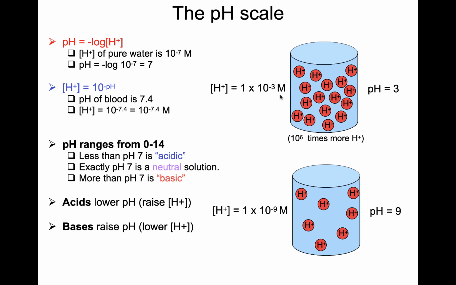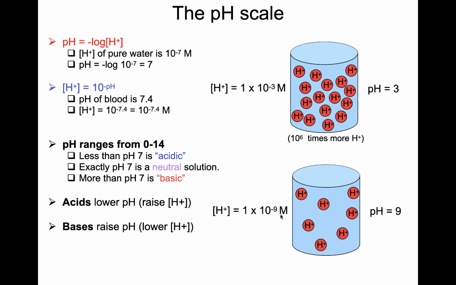So this has a hydrogen ion concentration of 1 × 10⁻³. This one here doesn't have nearly as many. It's got 1 × 10⁻⁹ molar hydrogen ions or protons. Here's the problem. Saying 1 × 10⁻³ molar hydrogen ion concentration takes a million years to say. Oh, that's 1 × 10⁻⁹ molar hydrogen ion concentration. It's just a pain in the butt to talk about because it's a long-winded term.